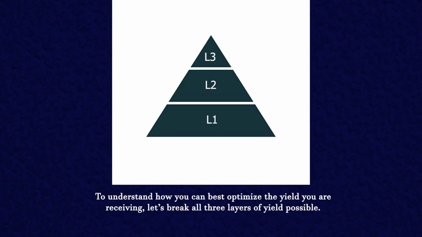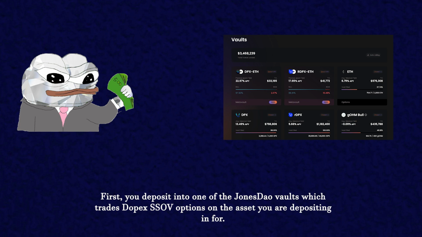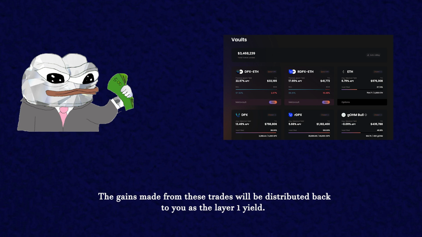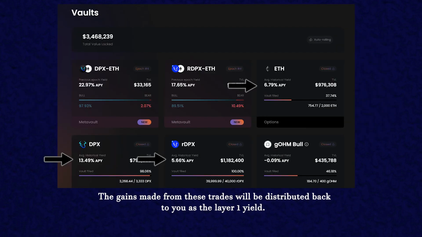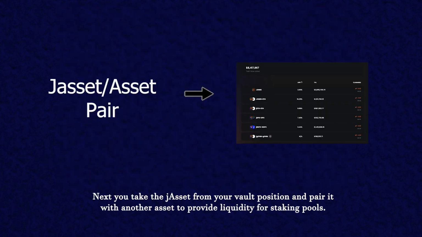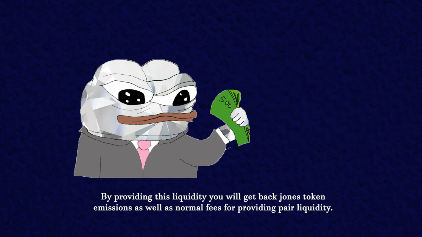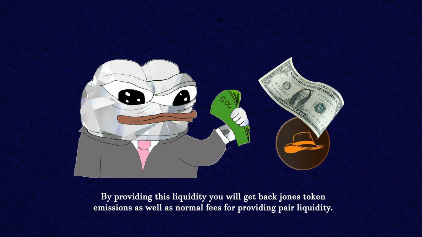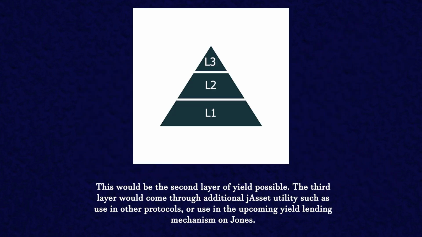To understand how you can best optimize the yield you are receiving, let's break down all three layers of yield possible. First, you deposit into one of the JonesDao vaults, which trades Dopex SSOV options on the asset you are depositing in for. The gains made from these trades will be distributed back to you as Layer 1 yield. Next, you take the JAcid from your vault position and pair it with another asset to provide liquidity for staking pools. By providing this liquidity, you will get back Jones token emissions as well as normal fees for providing pair liquidity. This would be the second layer of yield possible.